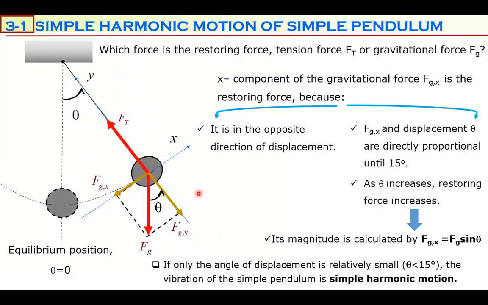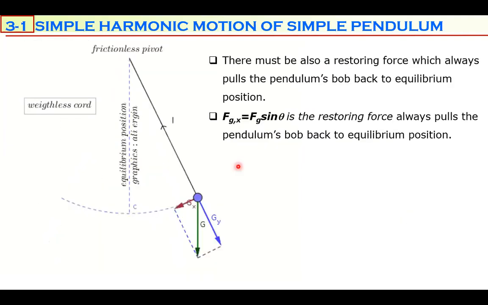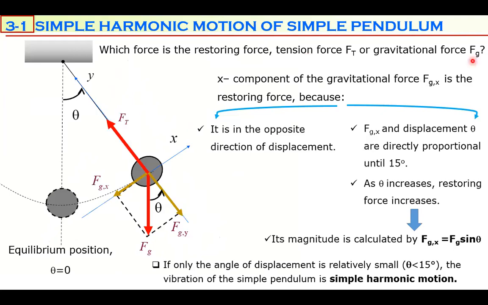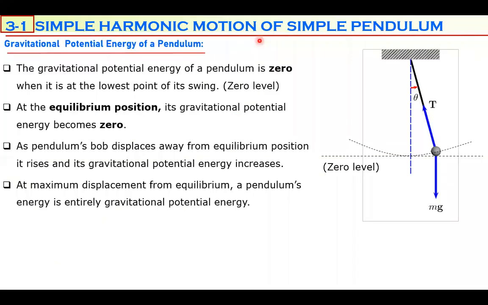And this was the ministry exam question. Which force is the restoring force? Tension force or gravitational force? It is the gravitational force, but the X component. The X component of the gravitational force, Fgx, is the restoring force because it is in the opposite direction of the displacement. Displacement is like this, Fgx in the opposite direction. And Fgx and displacement theta are directly proportional until 15 degrees. As theta increases, Fgx also increases. As theta increases, the restoring force also increases. And the magnitude of the restoring force is calculated by Fg times sine theta. This is Fg. This is F.